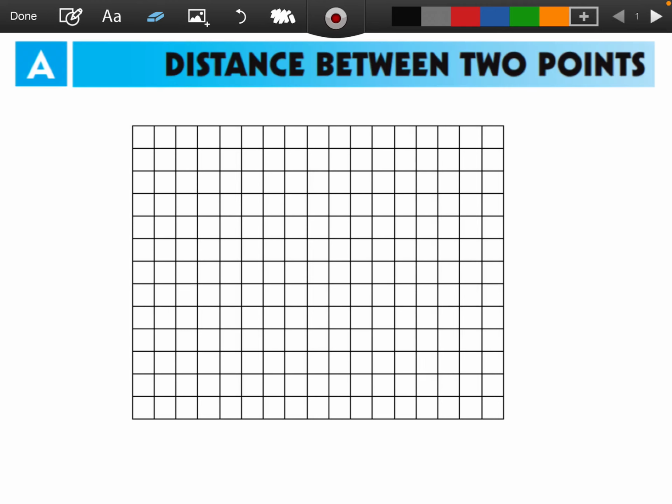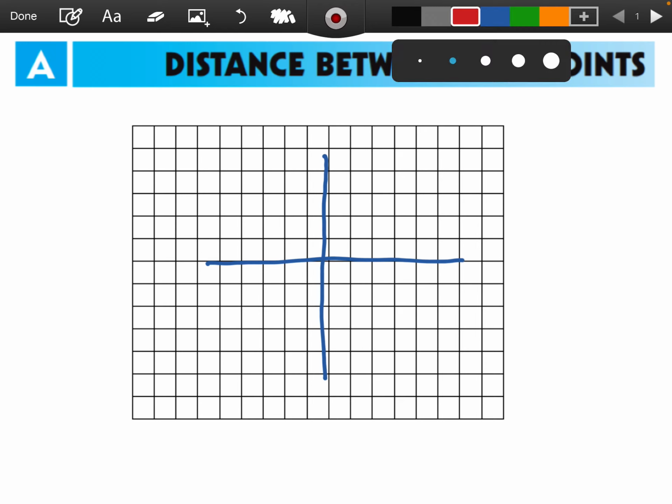Hi everyone, so this is our first video in the coordinate geometry unit. So we're going to start with a little bit of review on coordinate geometry. You always want to use a ruler when you are graphing, as evidenced by my not exactly perfectly straight lines. So when you are talking about coordinate geometry, we're referring to the Cartesian plane.